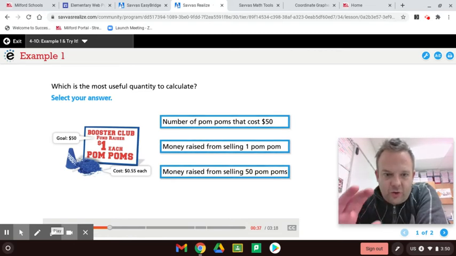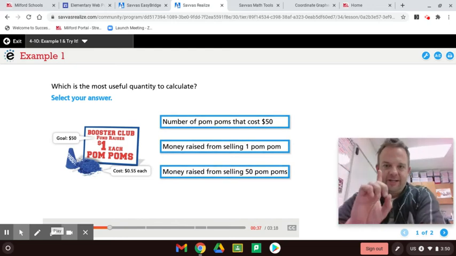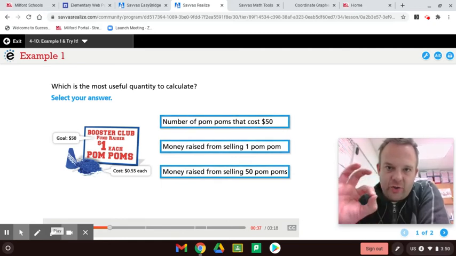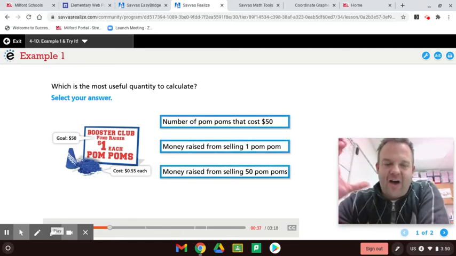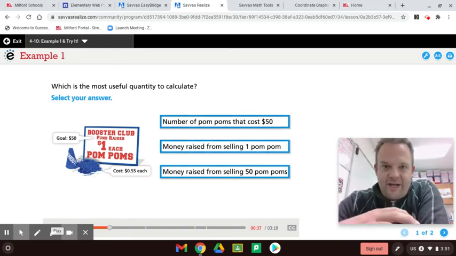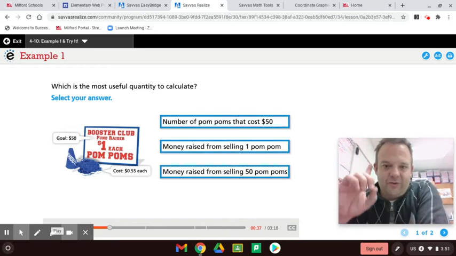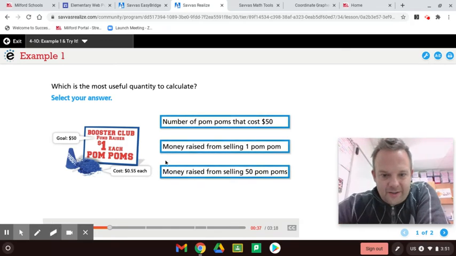The most useful quantity is to find what 1 is. This is known as the unit rate, per 1. If you're saying 5 of them cost this amount, how much does 9 of them cost? First find the unit rate and then multiply it by the desired quantity. So that's how we're going to do this. You want to find the price per 1.